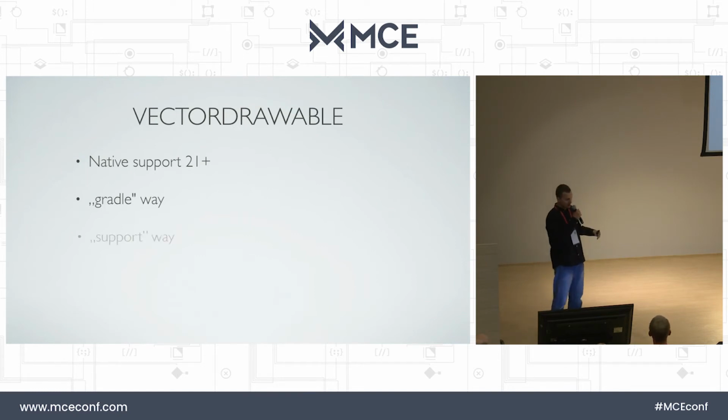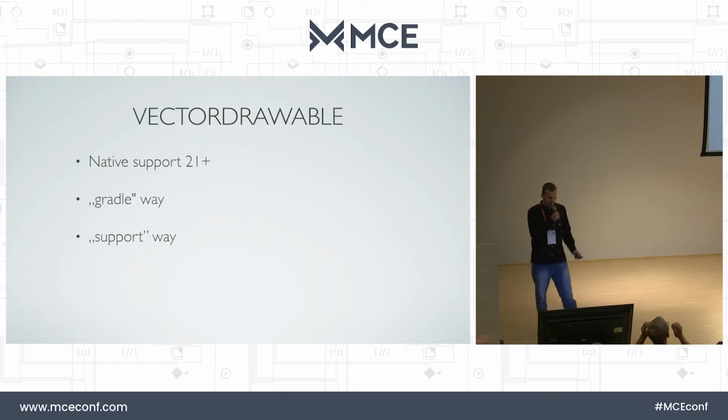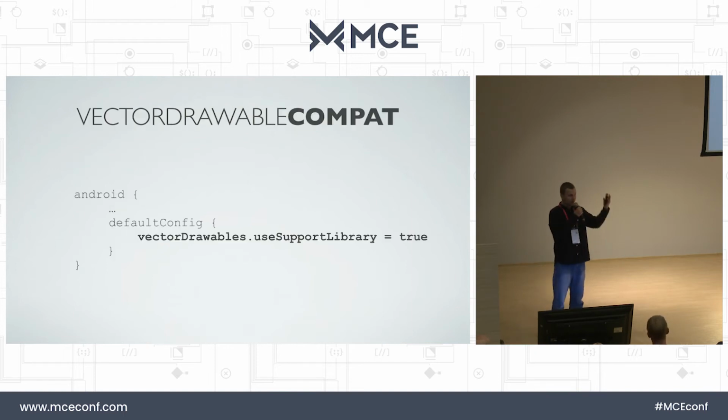Fortunately, there is another way as well. This is the support way, which basically means that vectors at some point became a part of the support library. That was great, and we got this class, VectorDrawableCompat. As a part of vector drawable support, you just need to put this line into your build Gradle config file, and you're good to go, regardless of your API pretty much. So we did that, and then there was a problem.